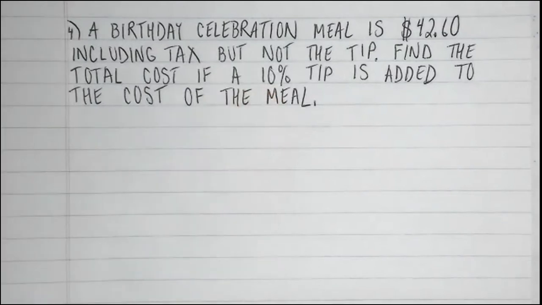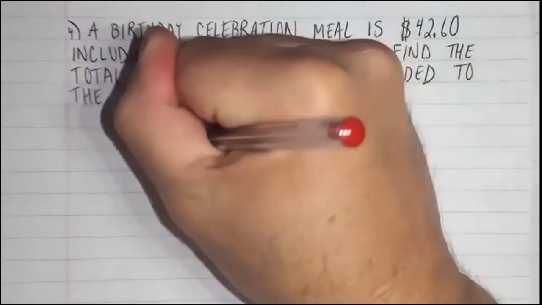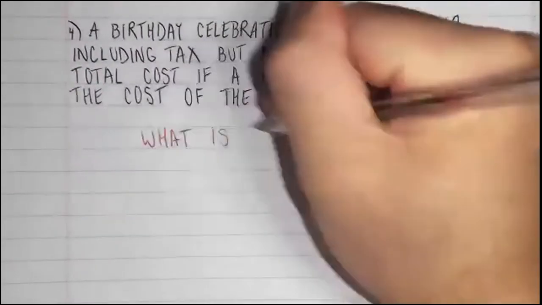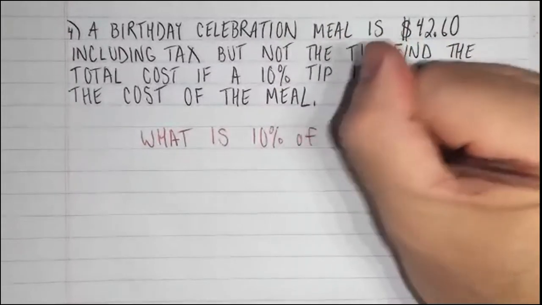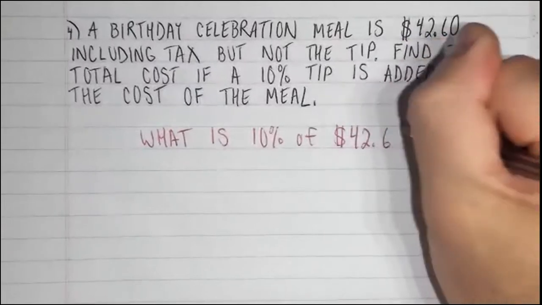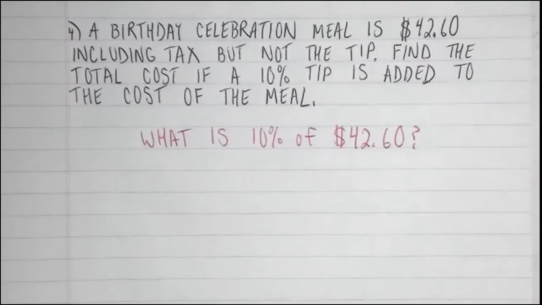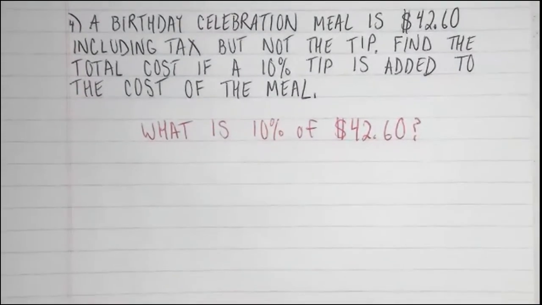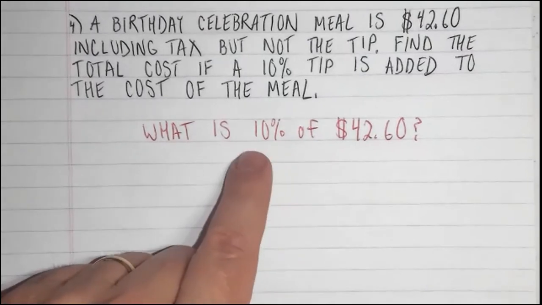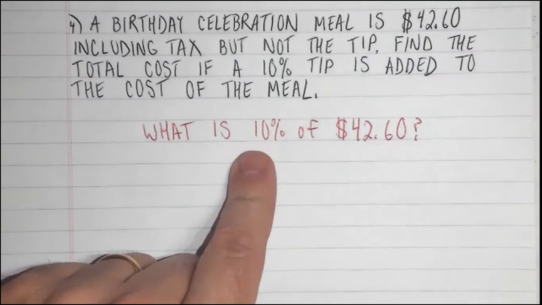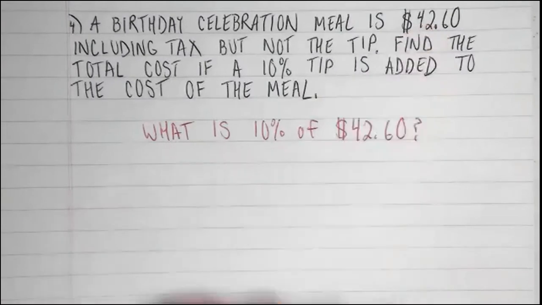So the question you really need to ask yourself is, what is 10% of $42.60? That is what we have to figure out, the first step to solve this. I have to figure out what that tip is, because the tip is not going to be the cost of the meal, right? That's just what I need to add on to that $42.60.